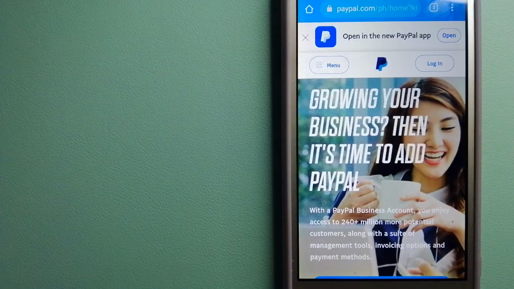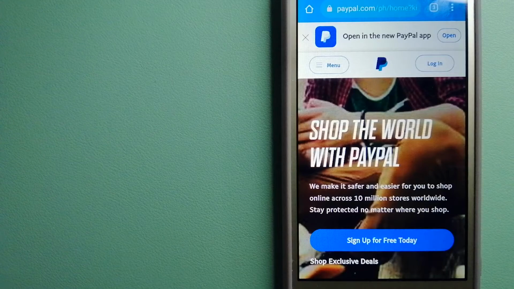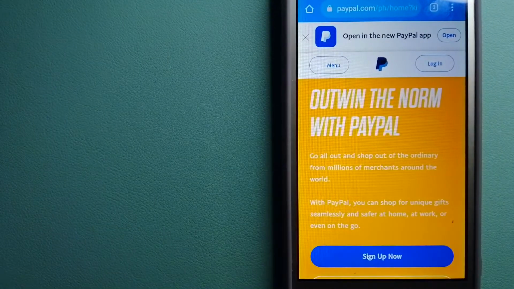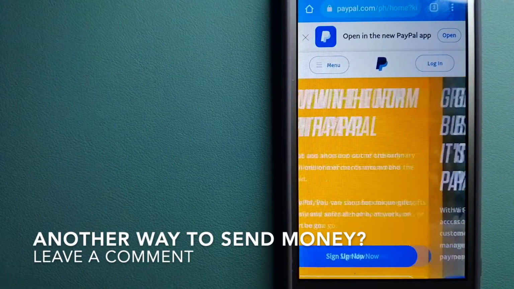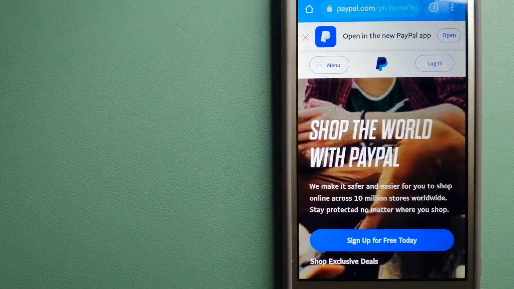PayPal serves as a middleman between your bank and merchants and keeps your payment information secure. You can also use PayPal to securely send money to friends and family as well as receive money from people.